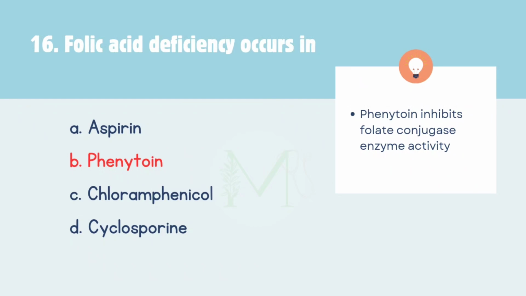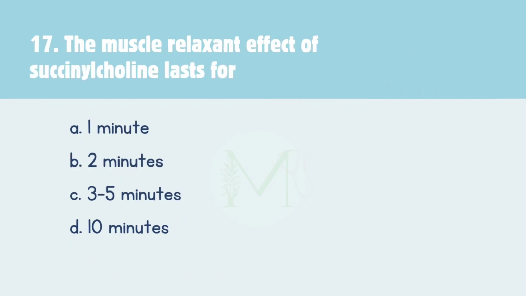So remember, folic acid deficiency is caused by phenytoin. So on long-term use, we can see megaloblastic anemia in that patient. If you are treating that patient with phenytoin, also providing them with folic acid supplements is necessary. Next question. The muscle relaxant effect of succinylcholine lasts for, the options are 1 minute, 2 minutes, 3 to 5 minutes, 10 minutes. This is a direct question. The answer is 3 to 5 minutes.